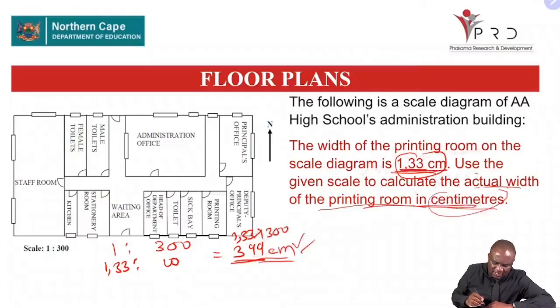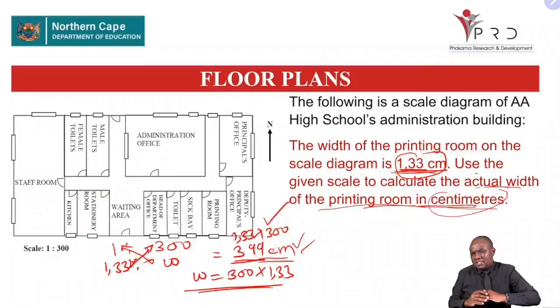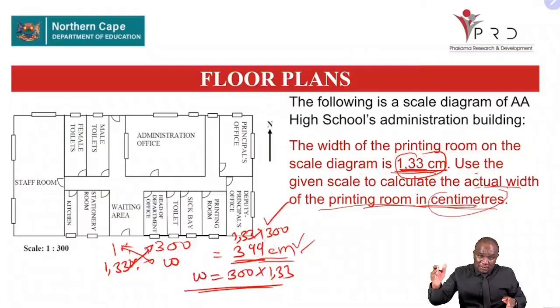Or you could have done cross multiplication here, like you say 300 times 1,33, which is this. Then 1 times W, which is W. So W is equal to 300 times 1,33. If you use cross multiplication, you don't even need to think, just cross multiply. Make sure the dimensions on the map are on one side, the actual dimensions on the other side. Then cross multiply. You'll find the unknown very easy.